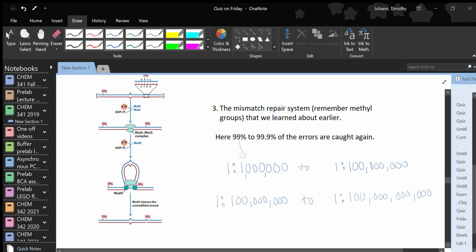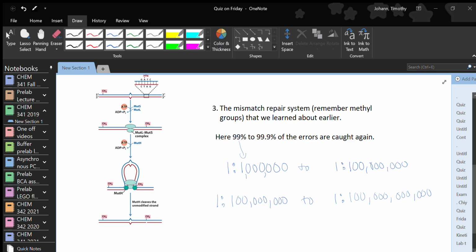Okay. And this is good enough for a genome of 5 million base pairs. All right. So here, if you're at 1 in 100 million, it's like 1 in 20 offspring, or 1 in 20 replications.